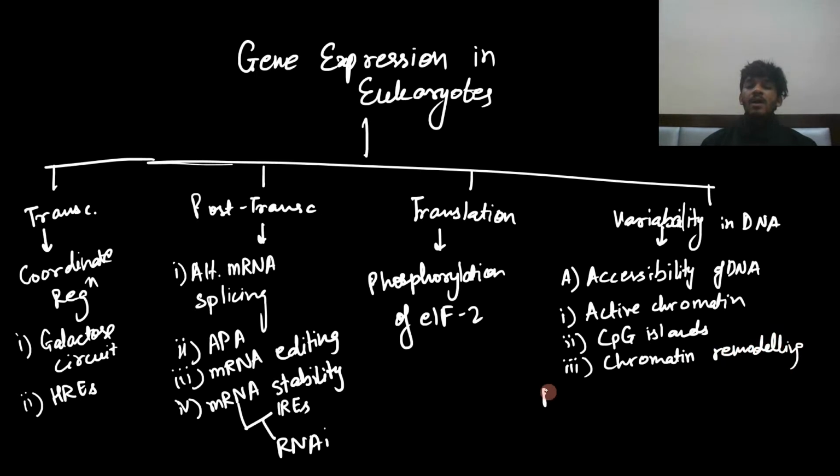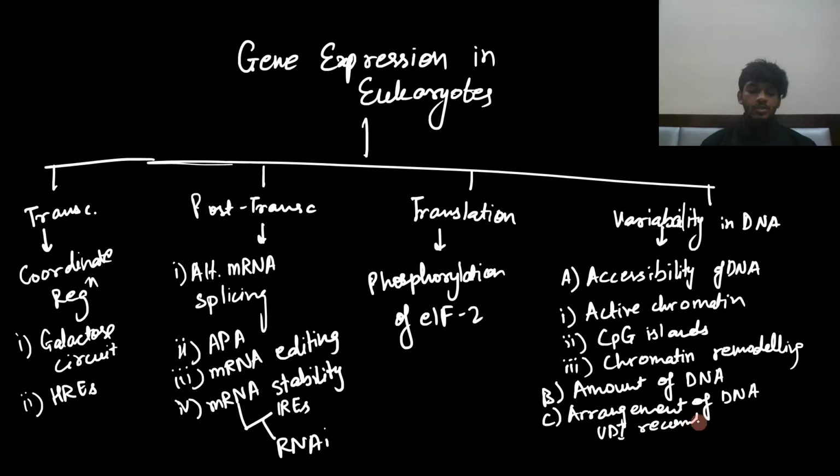Then apart from accessibility, you will write amount of DNA. Then you will write about arrangement of DNA. In that, you have to write about VDJ recombination. You can also write about translocations. Then your last point is going to be mobile DNA elements, that is transposons.